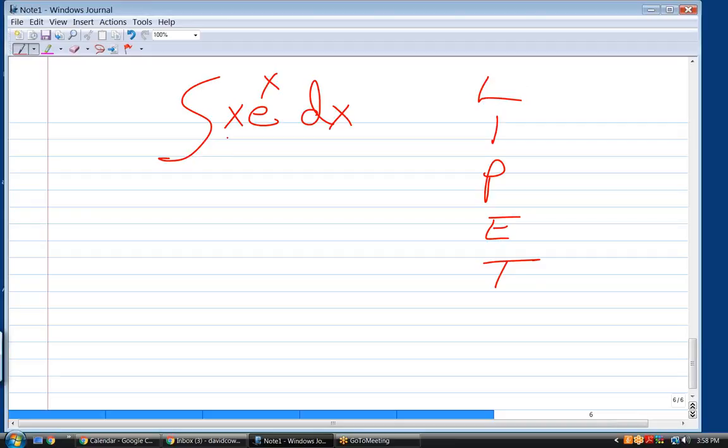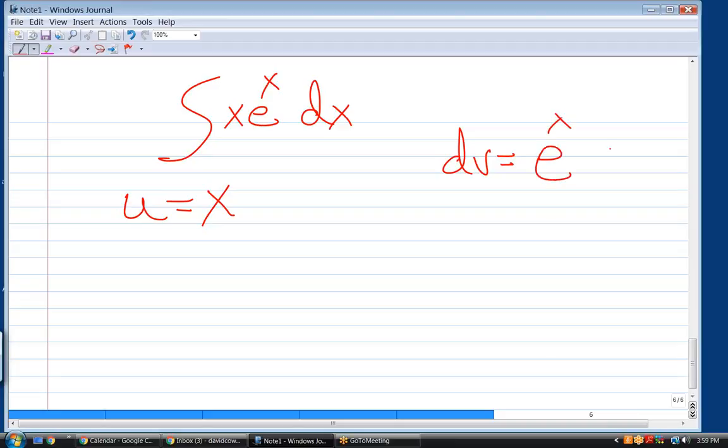So what I'm going to let u equal is the polynomial, because I'm faced with a polynomial times an exponential function. So u is going to be x, and everything else is dv, which is e to the x times dx. Now, here's where it gets a little tricky. I always write it like this, where I write the u on the left and the dv on the right. Those are the two things I need to understand, what u is going to be and what dv is going to be. Okay, and I'll show you why real quick.